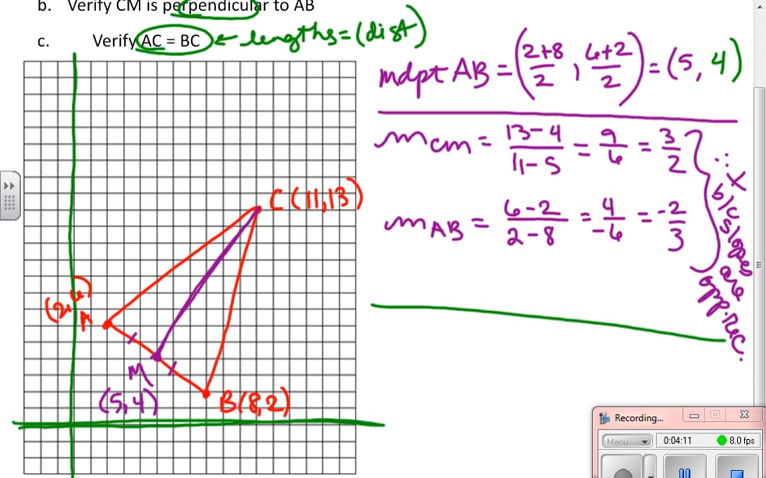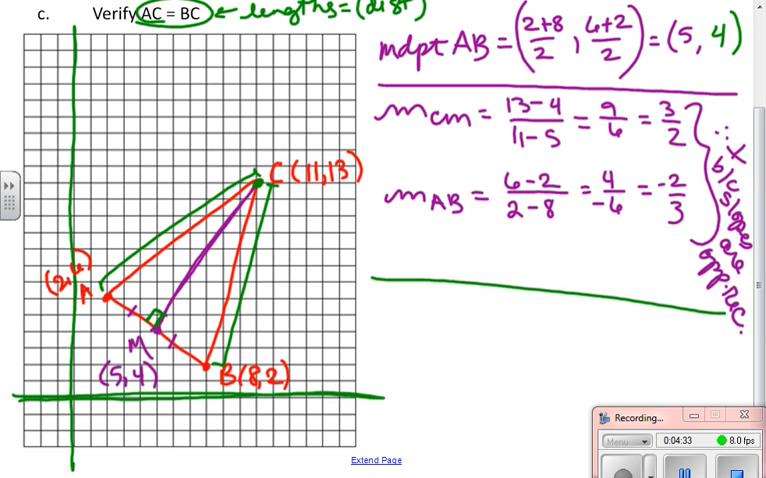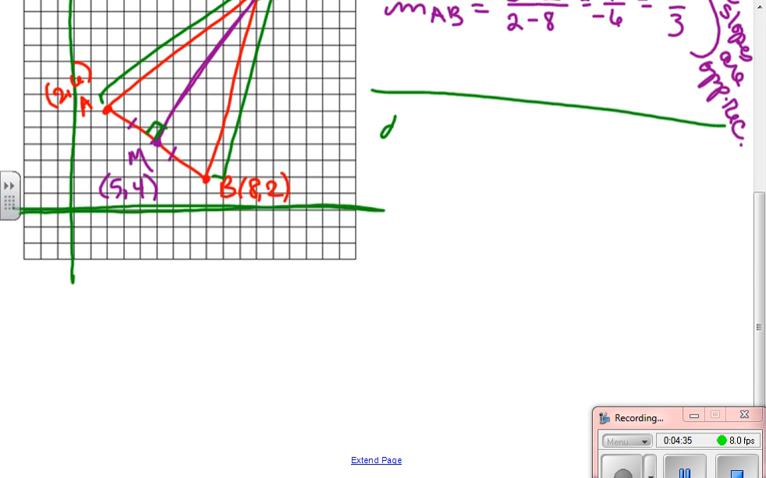What's my last step? My last step is verify that this piece is the same length as this piece. So really I'm looking at the perpendicular bisector theorem here because now I've proven this is perpendicular. I established M at the midpoint. If C is on that, these should be equal by the perpendicular bisector theorem. So now I have to find the distance of AC.